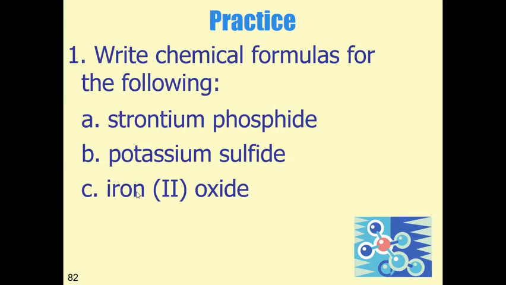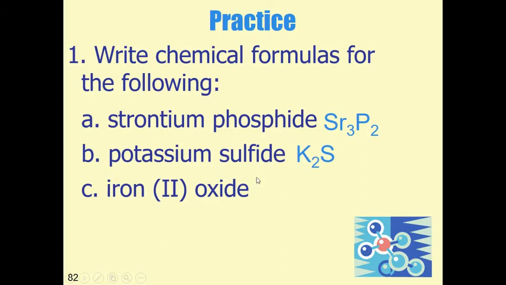Okay, welcome back. So, strontium phosphide. The cation you have is strontium, which is Sr. That has a charge of +2. Phosphorus is P3-, which has a charge of 3 minus. In order to make them electrically neutral, you end up with a formula of Sr3P2.